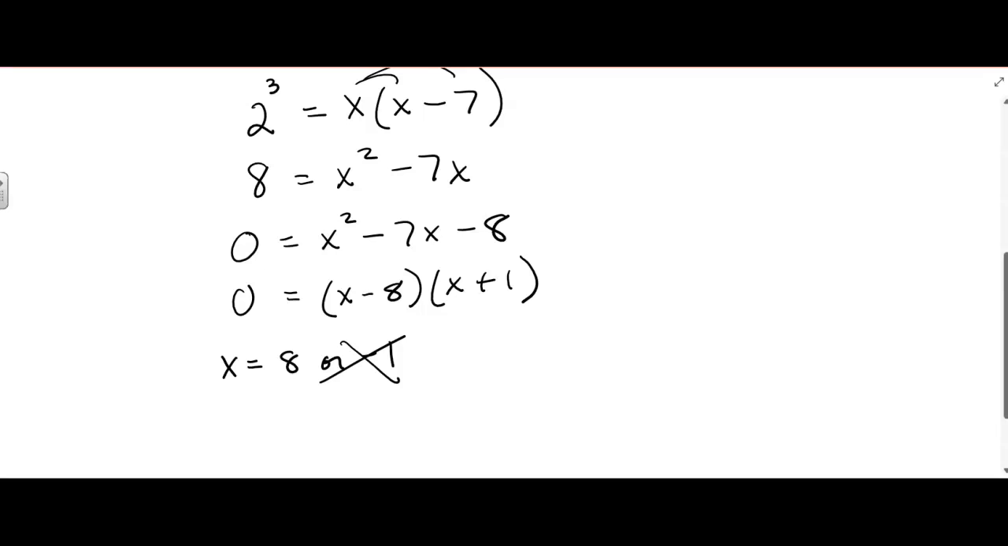It doesn't necessarily mean that all negative answers don't work. You have to check them. But we only get one solution here, x equals 8. I'm going to have to go back and check that last video to make sure that both of them worked. I did go back and check them and they did both work, so sorry about that.